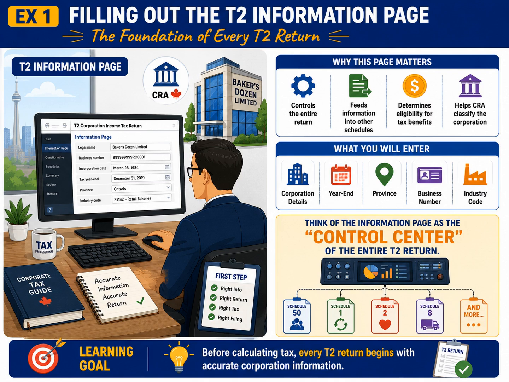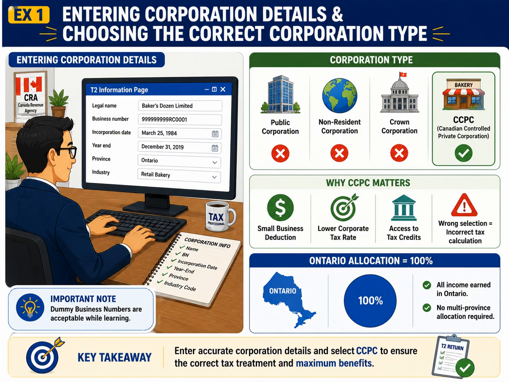Spending a few extra minutes verifying these details can prevent many errors later in the preparation process. Before calculating taxable income or corporate tax, always remember this simple rule. Every accurate T2 return starts with an accurate information page. Now that we've understood the purpose of the T2 information page, let's look at the actual information that needs to be entered and why each field is important.